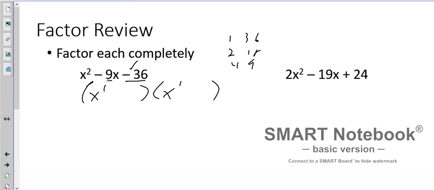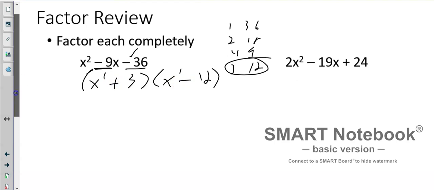Okay? Which makes me realize I missed one, and that would be 3 and 12, and that's our winner. So we put a 3 and a 12. Now, we want more negatives than positives to have a leftover negative 9, so that's x minus 12 and x plus 3.